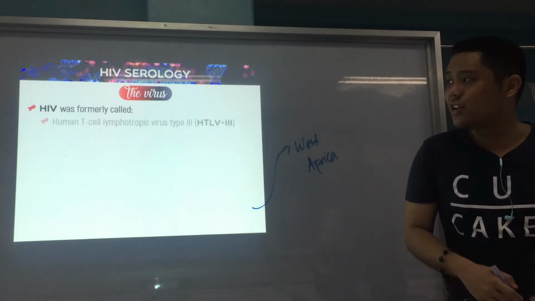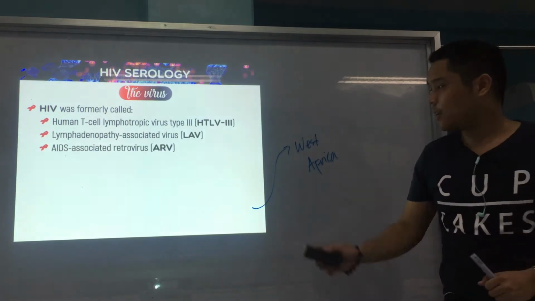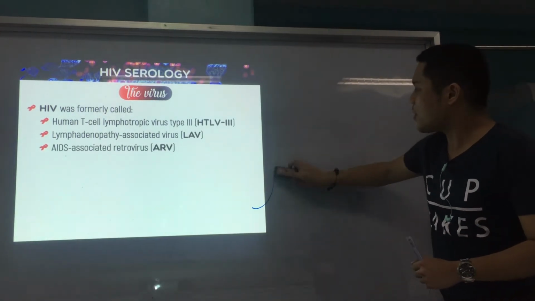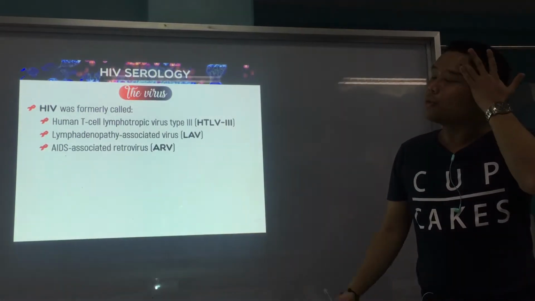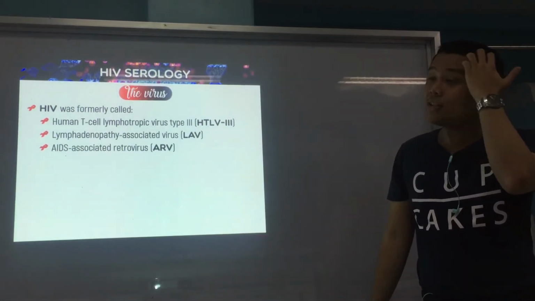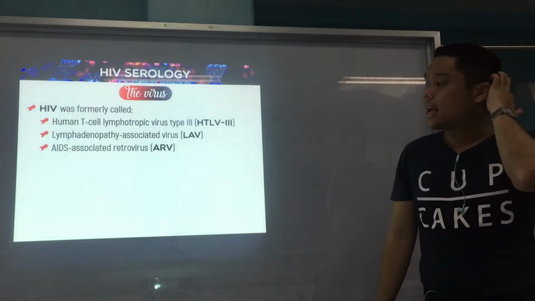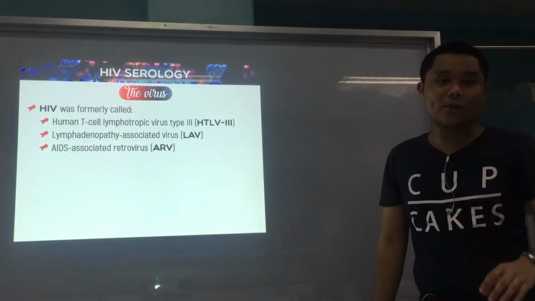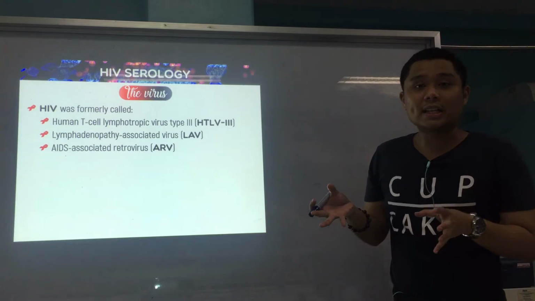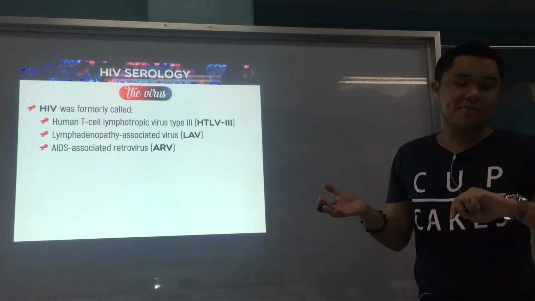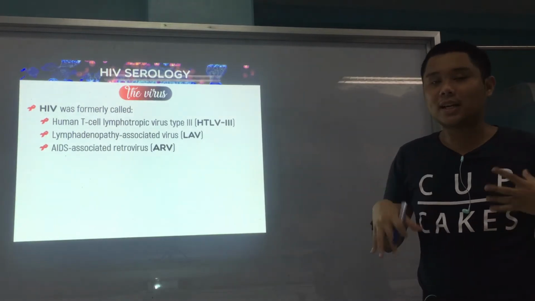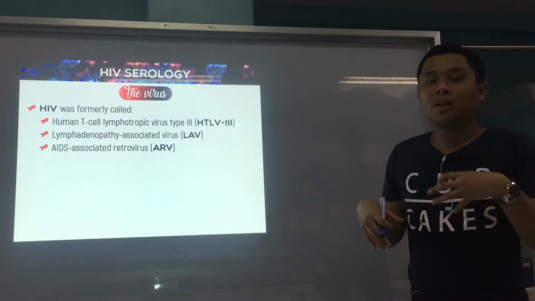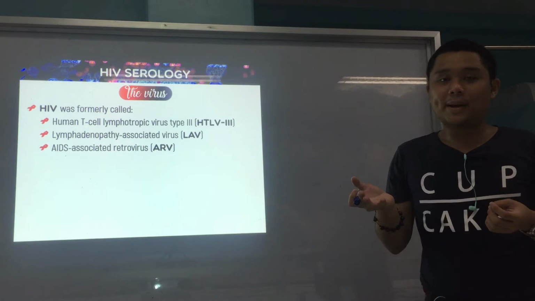Now, HIV was formerly called, yung old names, first is of course HTLV3, so human T-cell lymphotropic virus. It was also known as lymphadenopathy-associated virus, LAV, and lastly, ARV, AIDS-associated retrovirus. So these were its initial names before it was studied, well before they found out different characteristics. So these names were the first names of HIV.